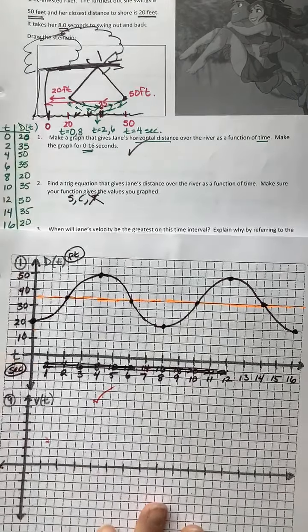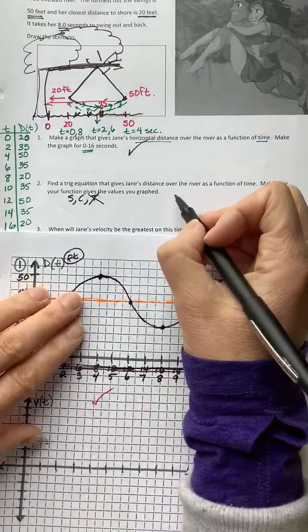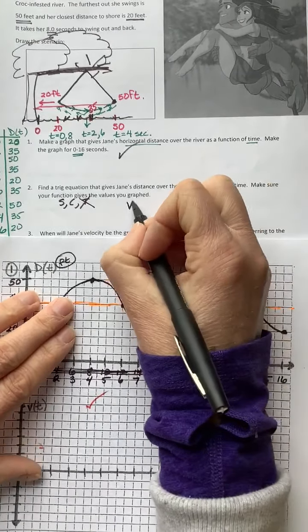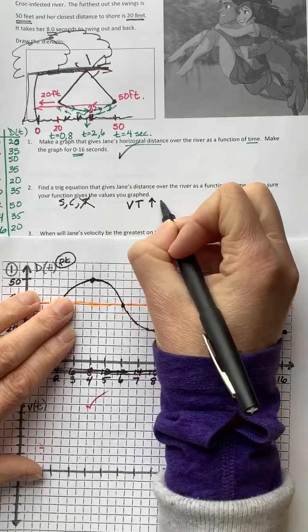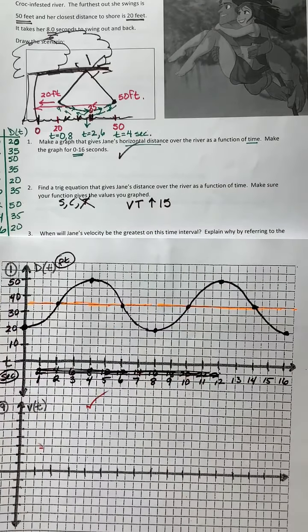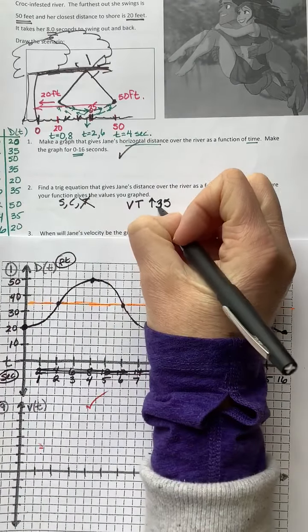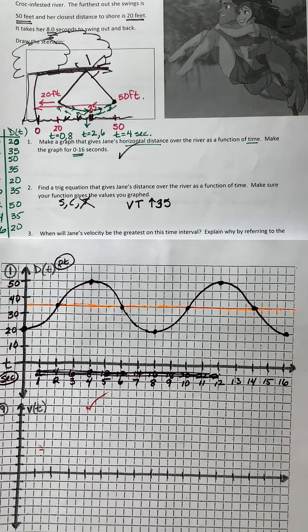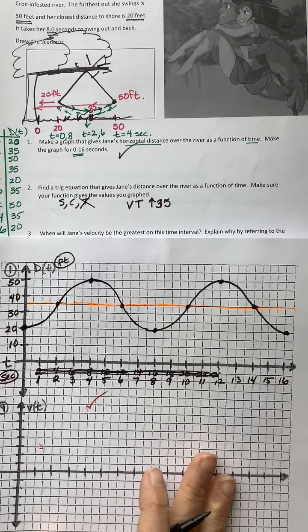So I'm going to start thinking about a couple things. One thing I know for sure is that this is a vertical translation up 15. No, 35. Sorry. It's going to be late in the day. All right, we got a vertical translation up 35. That is going to affect our function that we come up with.